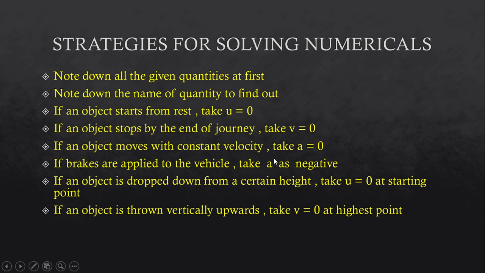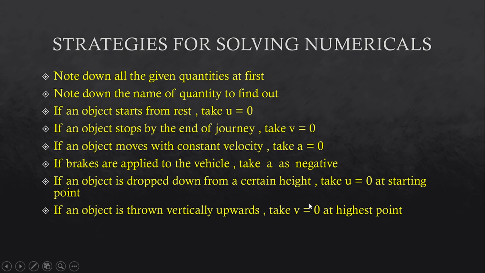If acceleration is 5 meter per second, then you will give a negative value to it. Means you will write acceleration is minus 5 meter per second square. Next one, if an object is dropped down from a certain height, means if an object is falling down towards the earth's surface, initial velocity is always taken as 0 at the starting point. Means when the object starts falling, the object was at rest. So, initial velocity will be taken as 0.